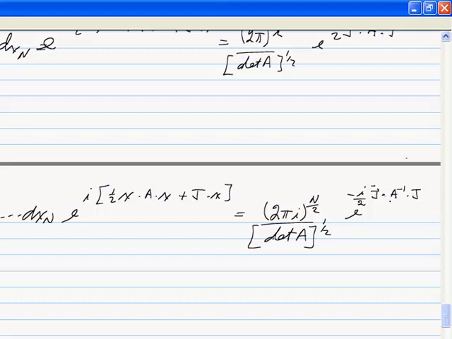Okay. All right. So there it is. Don't ever forget that one. Okay. That's the basis of all path integral methods, functional methods. And we'll come back next time.